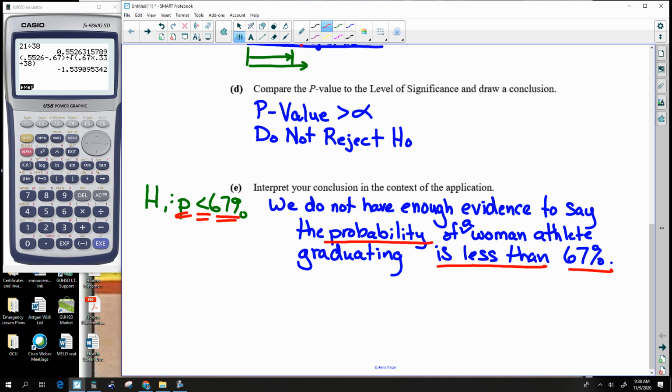That's really what I'm grading this off of. So we do not have enough evidence to say probability is less than 67%. That's what I do in a quick scan when I'm grading hundreds of papers at a time. I'm looking for these words. If you have these words, you're probably good to go. If you don't have these words, you're probably going to get marked wrong.